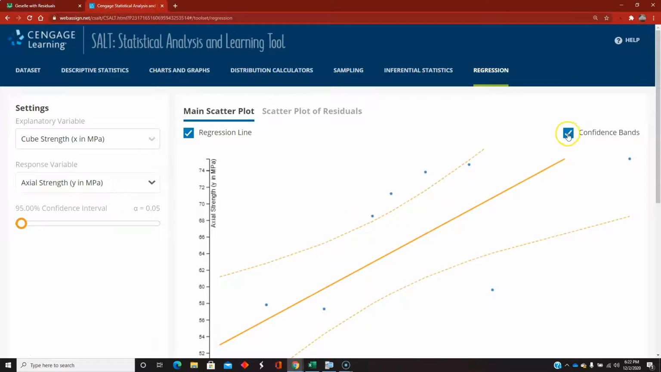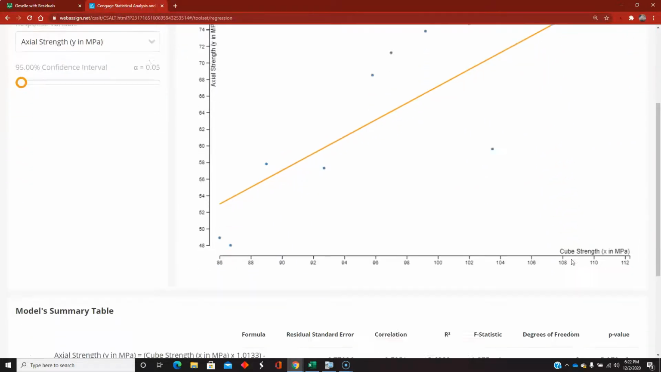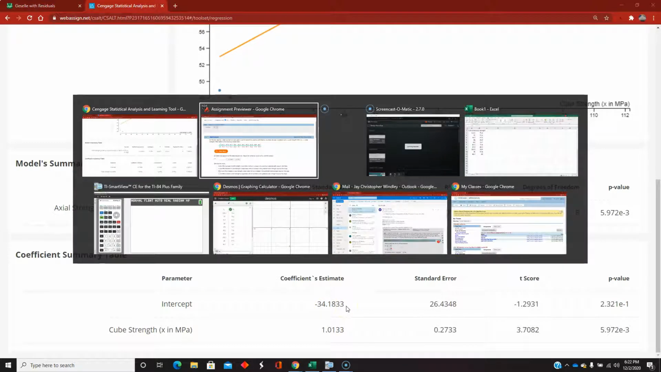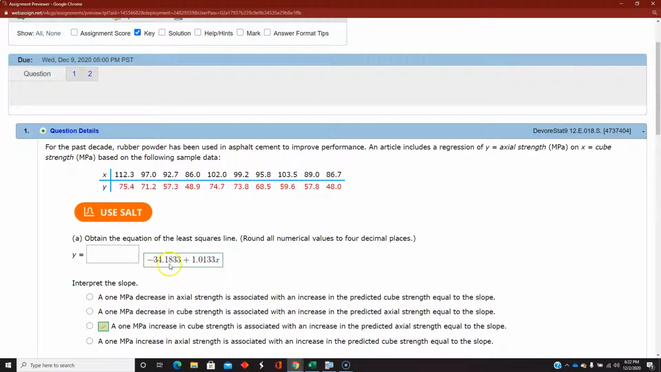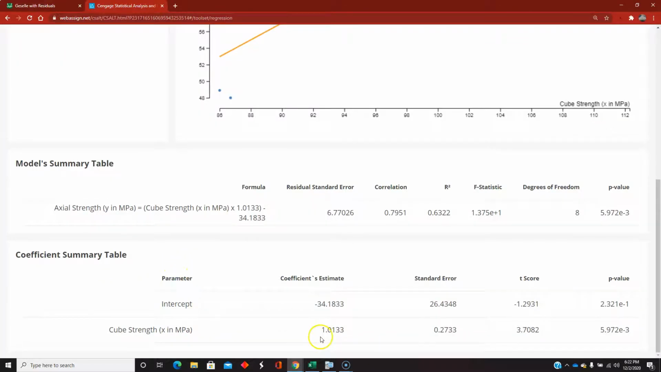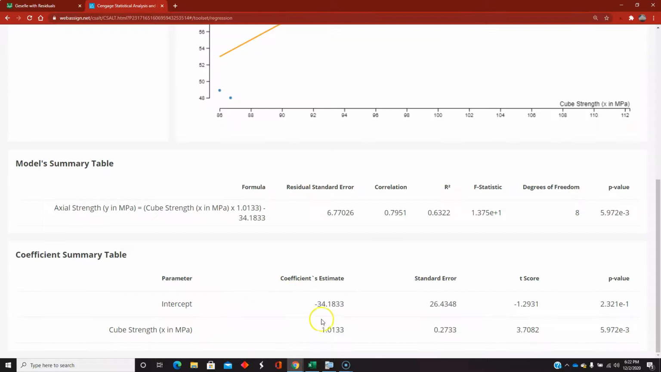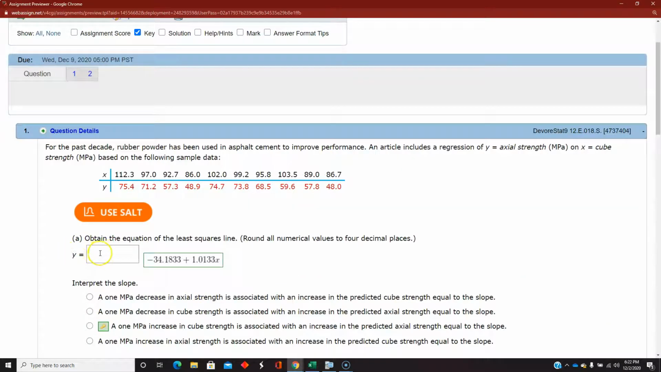Don't have to worry really about the confidence bands because we're not learning that this semester. And here's the regression equation. The intercept is negative 34.1833, and the slope is 1.0133. So we've got all the information we need there to get part A of this problem right.